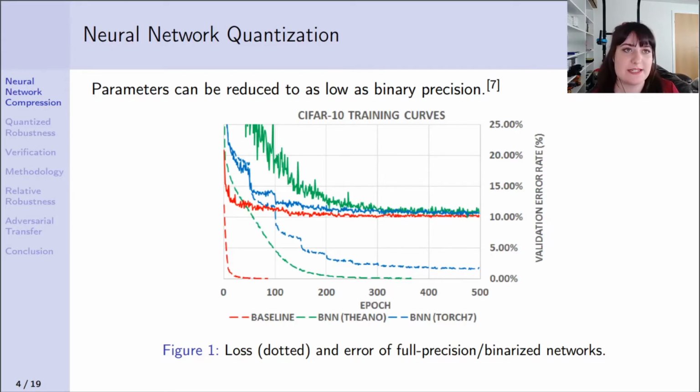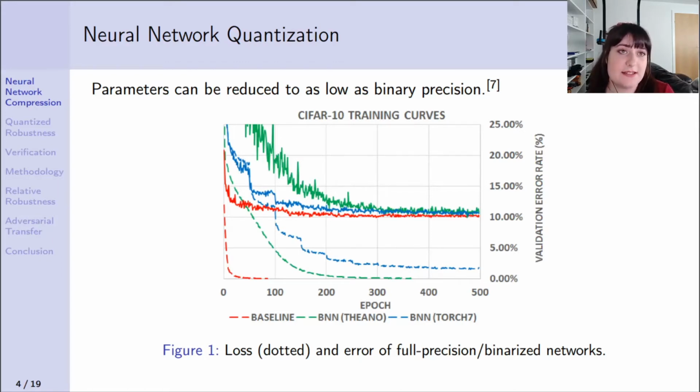Neural network quantization is able to greatly reduce the memory requirements of a neural network with very little loss in accuracy. In the most extreme case, the parameters of a network are saved as binary values. We see here a graph from a work which does exactly that. In red, we have a full precision network, and in blue and green, we have two binarized networks.